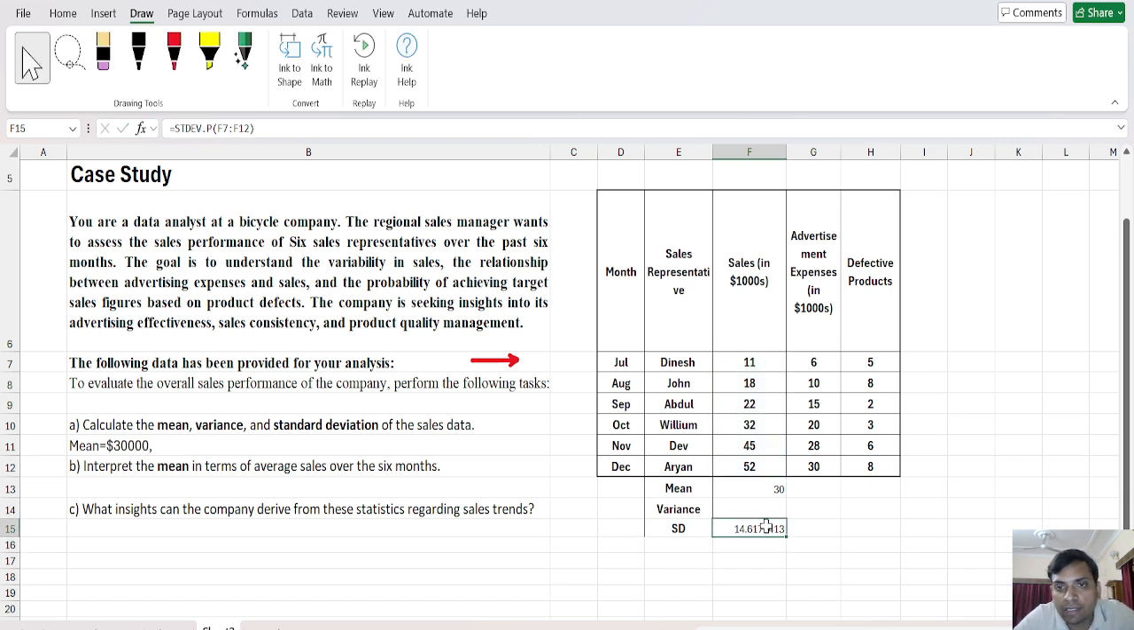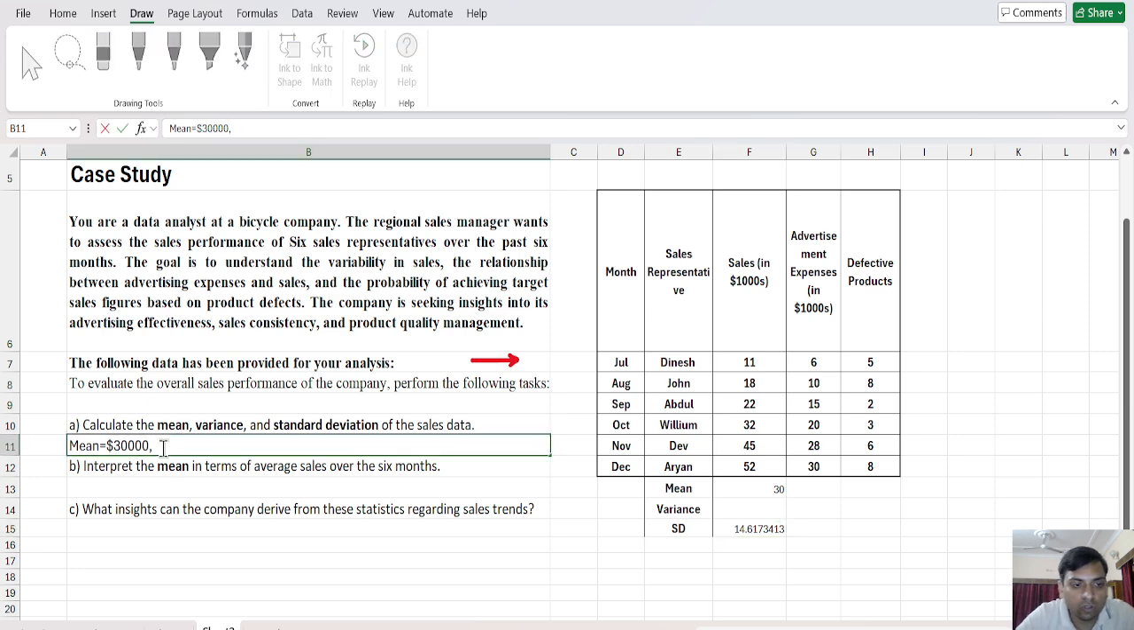So now you will see this answer without the 1,000, because we have data in 1,000. So we need to multiply this quantity with 1,000, and after multiplying this quantity with 1,000, you will see this SD, standard deviation, equals to 14617.3413. And now you need to find variance.